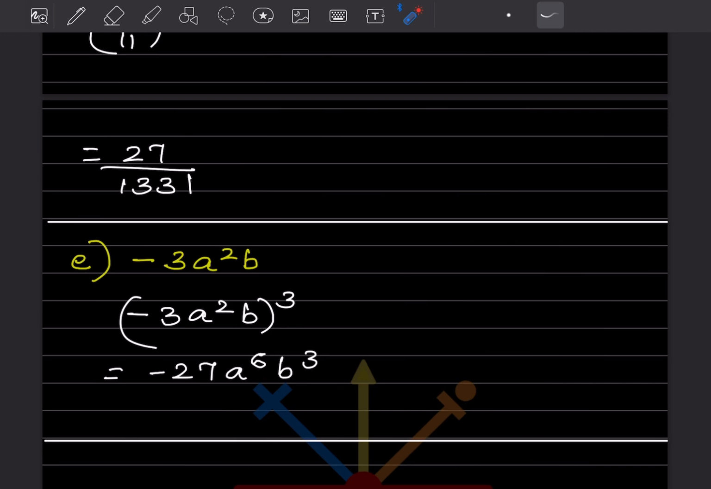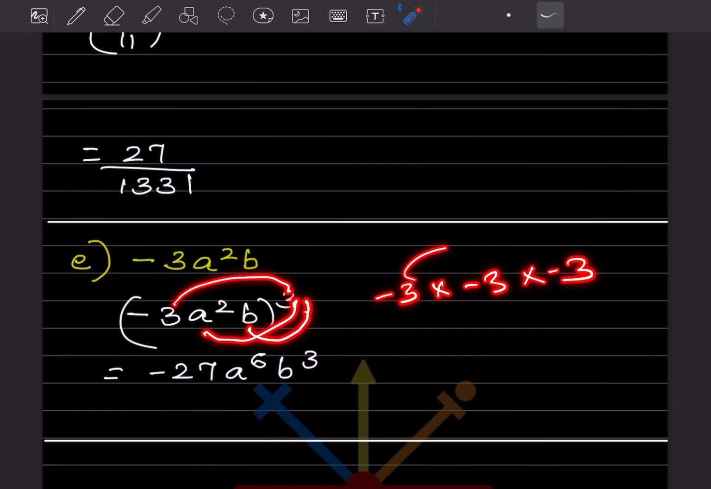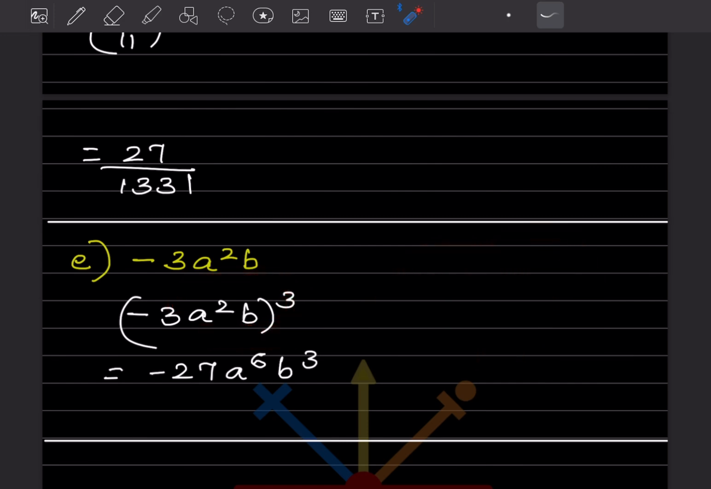Now here, minus 3a square b cube. Here you will multiply this into this into this, so this will be minus 3 into minus 3 into minus 3. That is going to be 27. But see here, whenever there are an odd number of signs, and these are 3 signs, it is going to be negative. If it was 4 times minus, it would have been positive. An even number of signs means it is going to be positive. That you have to remember. So this will be minus 27, because minus 3 cube is going to be minus 27.